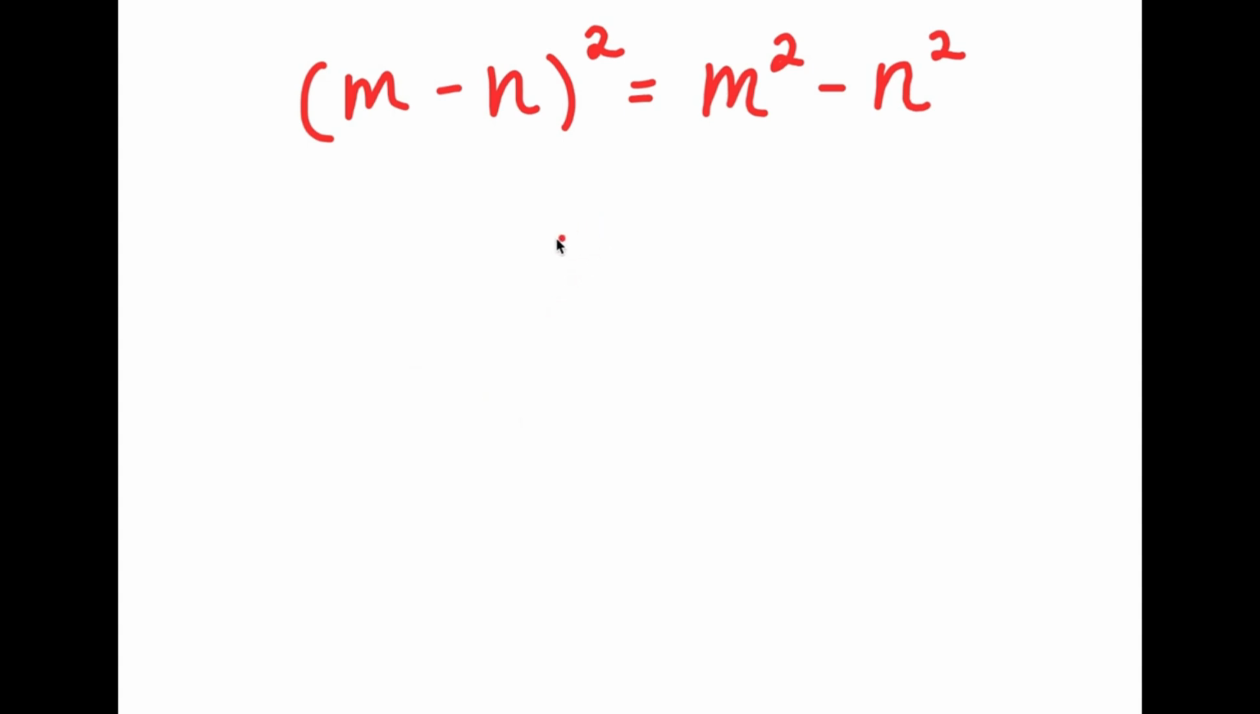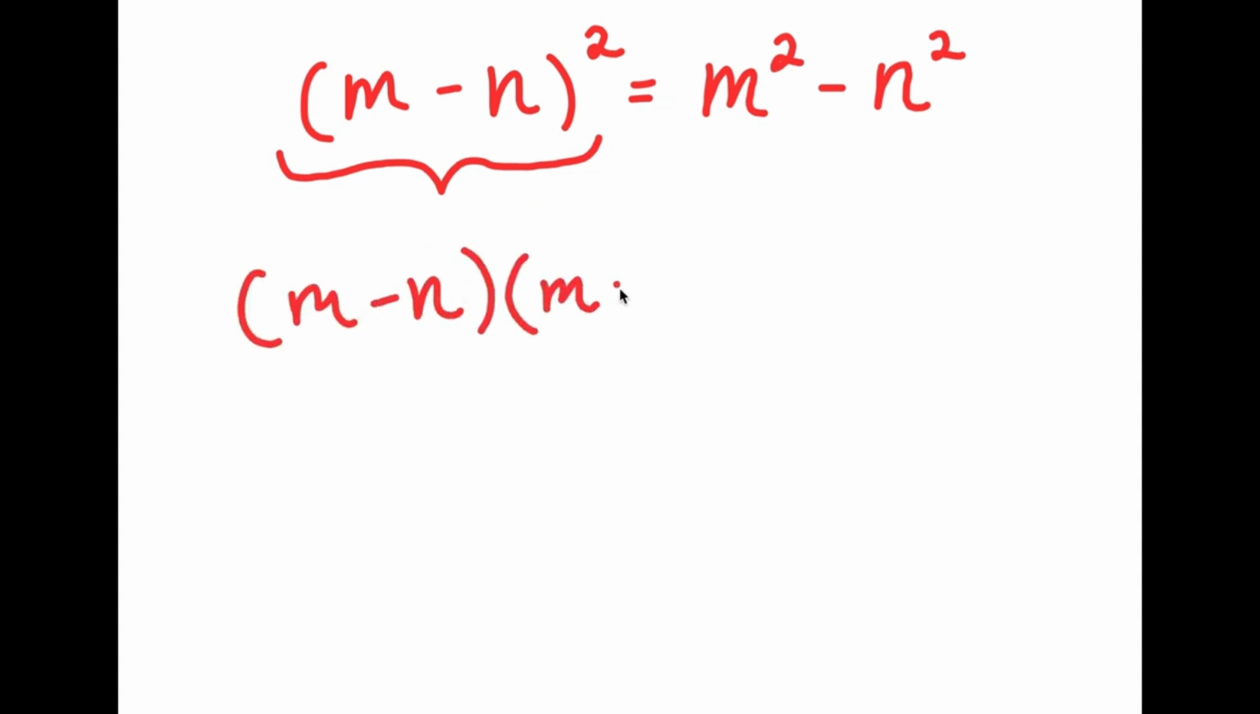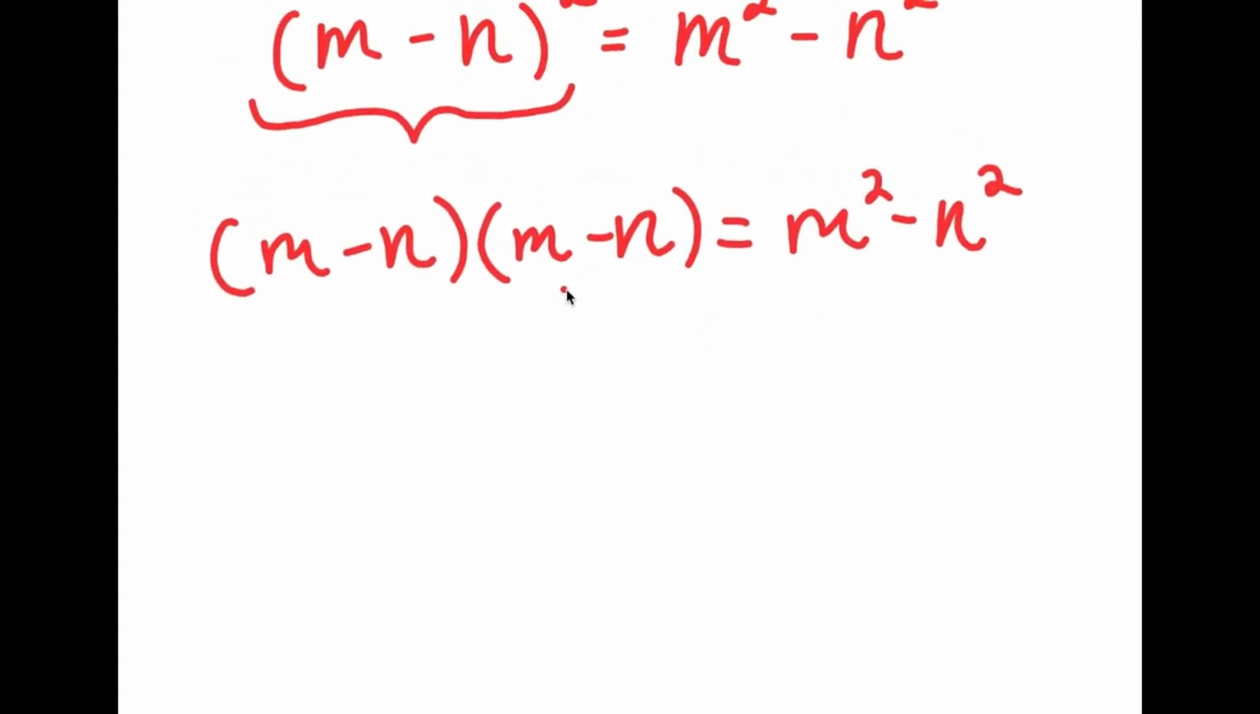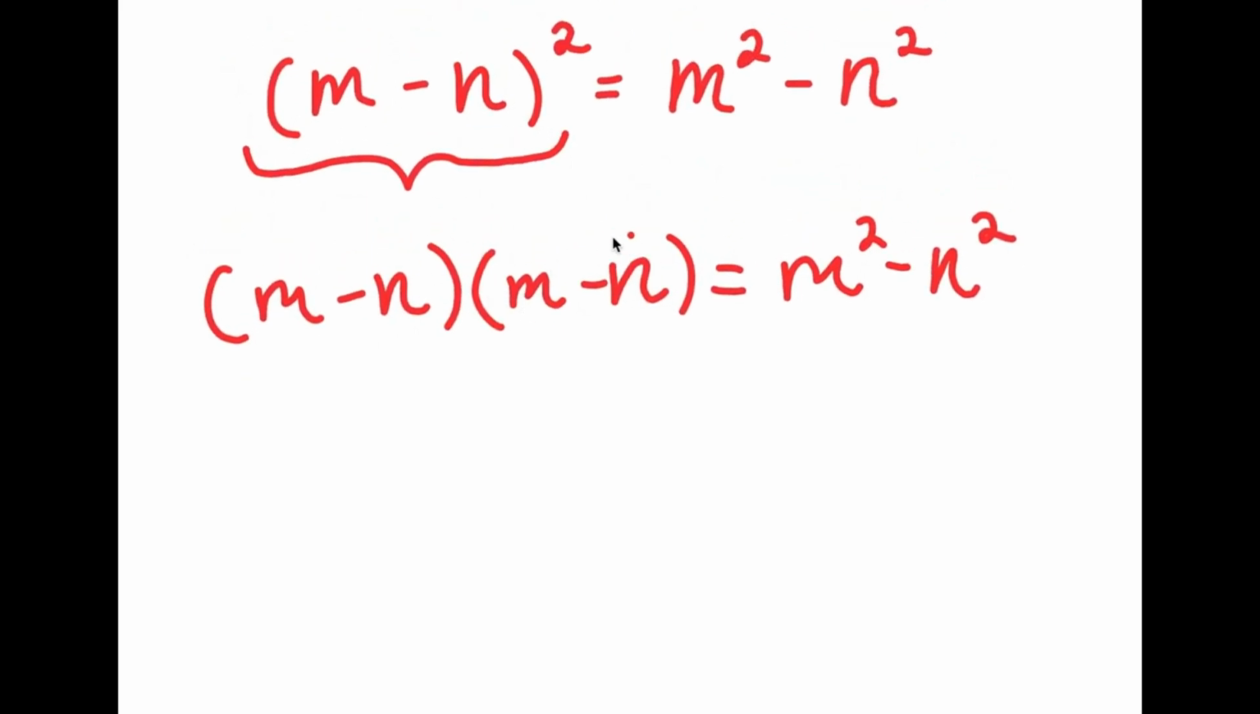Alright, so in this problem I have (m minus n) squared is equal to m squared minus n squared. So to solve this problem, I'm going to first start by rewriting (m minus n) squared. And I'm going to rewrite this as (m minus n) times (m minus n). Now from here, I'm going to expand this by multiplying these two. So to multiply these two, I'm going to first start by distributing the m.